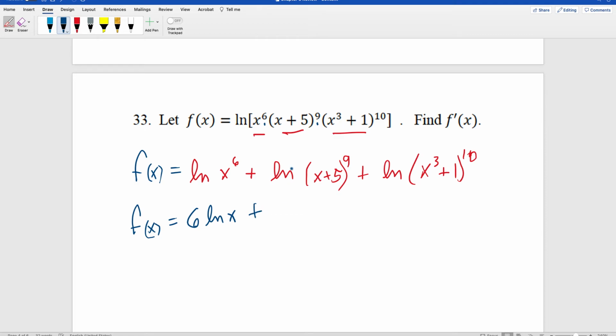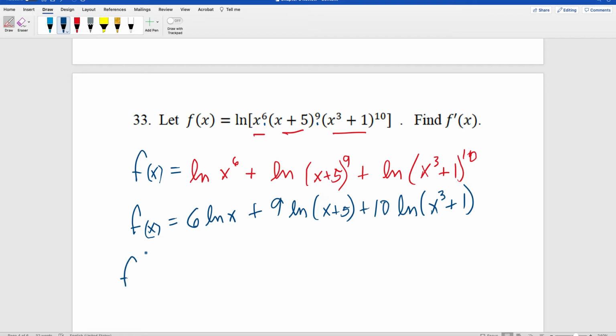Yeah. This one, the 9 comes down in front. Natural log of x plus 5. Another nice, easy derivative to take. And this one, the 10 comes down. This one's going to be the more complicated one because we've got an x cubed inside, so we will have to use the chain rule on this one. We always use the chain rule, but this one has something that comes off of it. Okay, so far we good? Again, this is all just algebra expanded out.